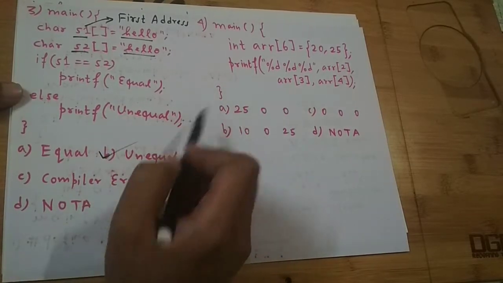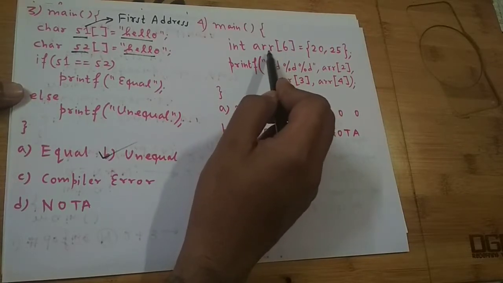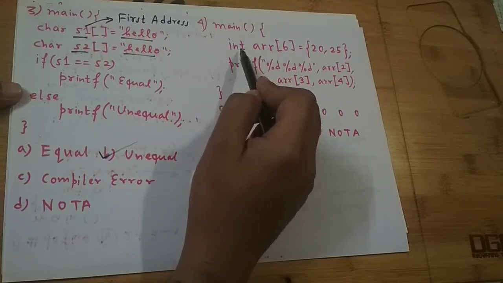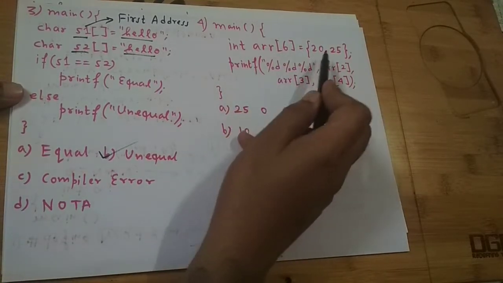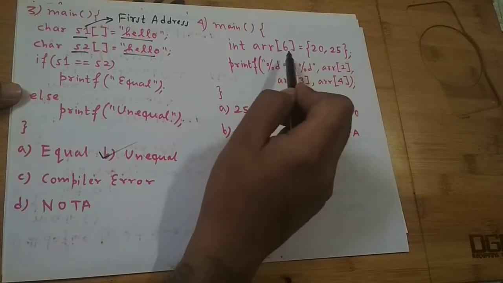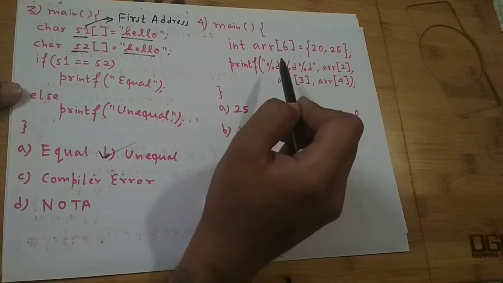Okay, now let's move on to the fourth one. In this fourth MCQ, we have an integer array. You can understand the type of this array from the data type int. Its size is 6 and it has been initialized with only 2 values. Now the question is, the size of the array is 6, but I have initialized it only with 2 values. Then what about the remaining 4 locations?